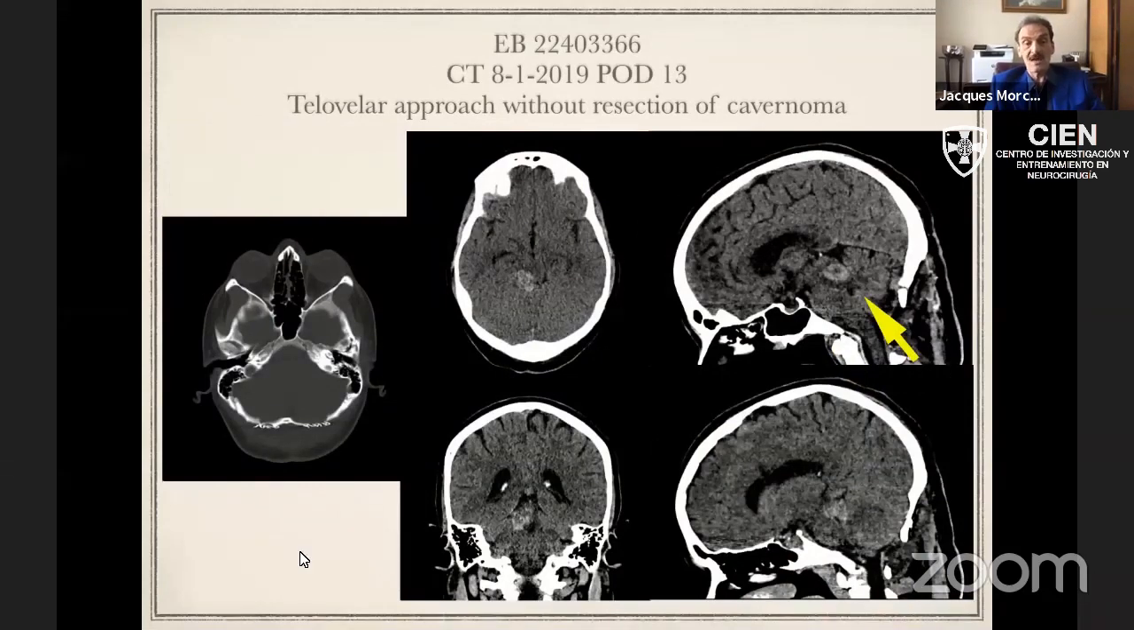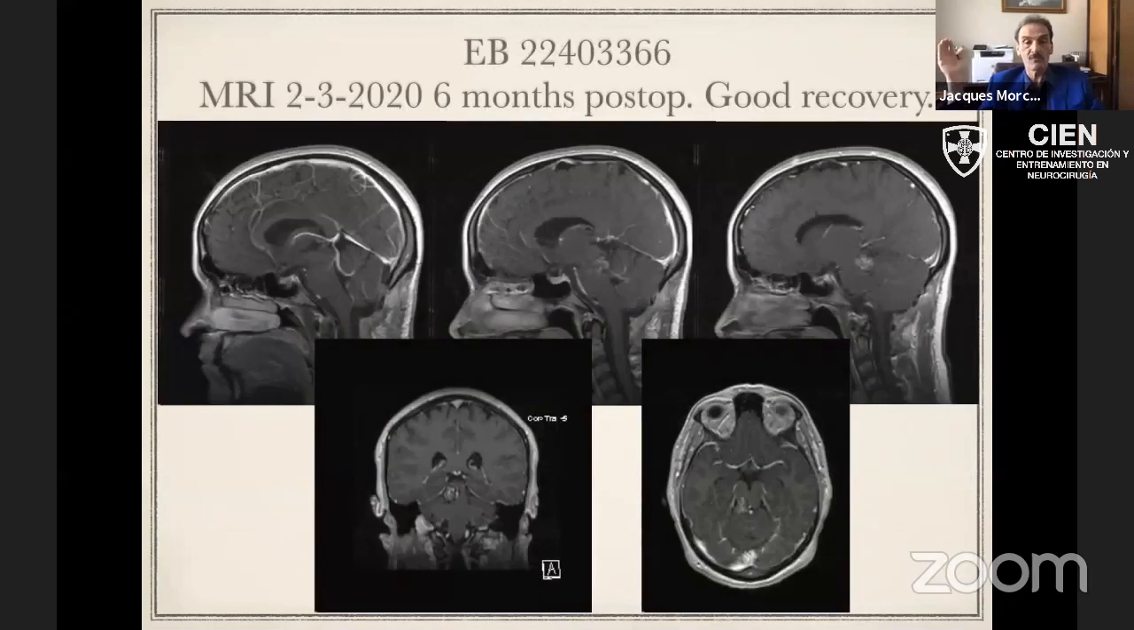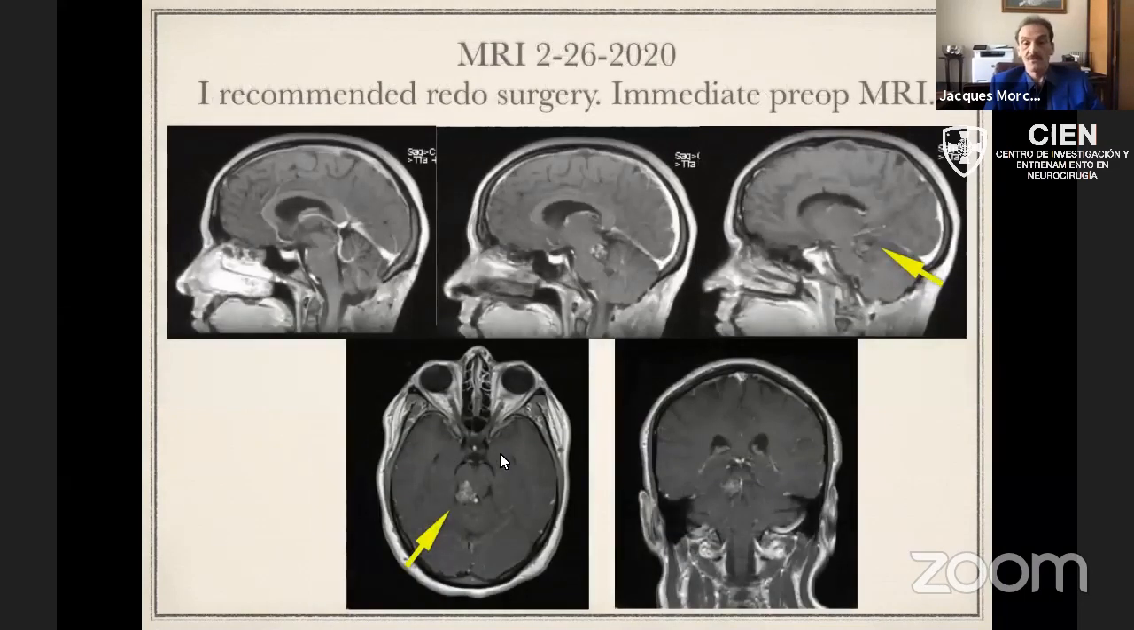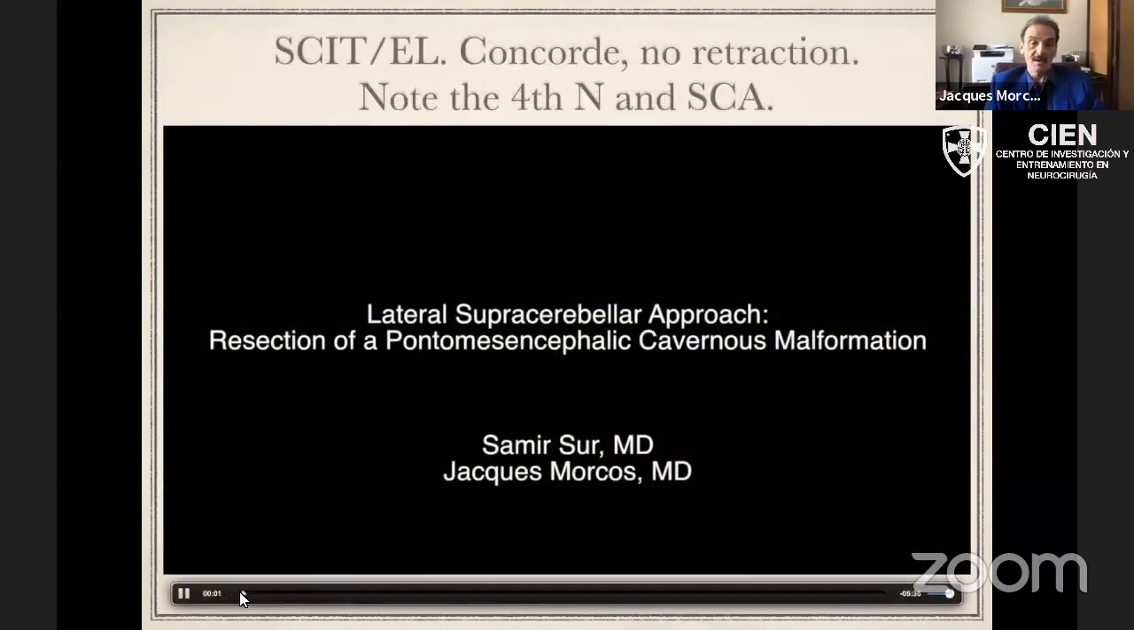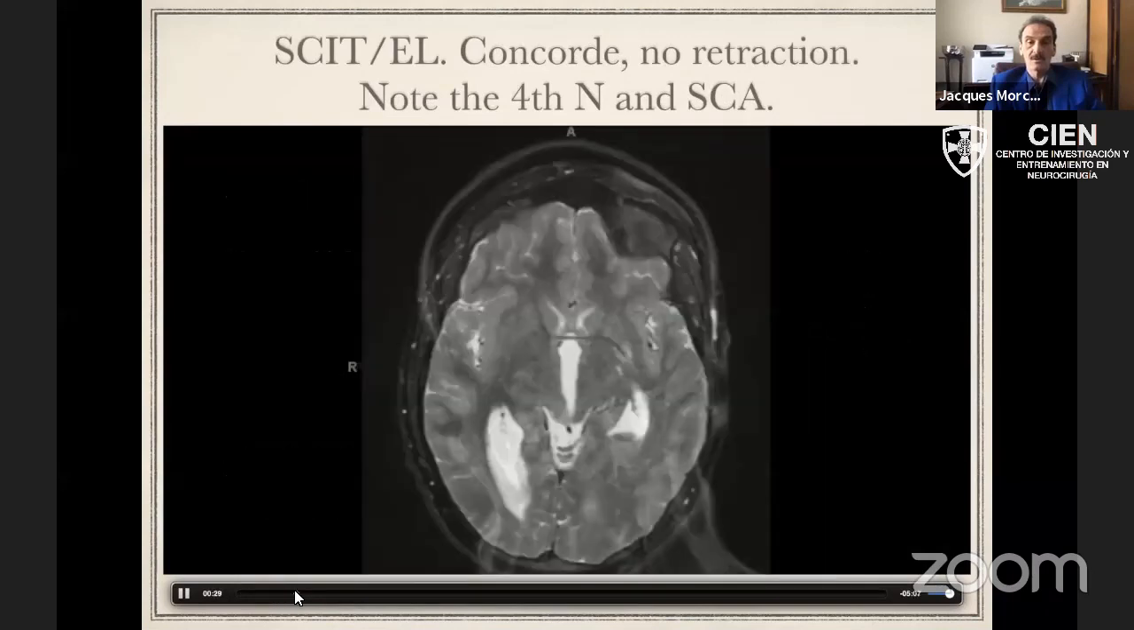She did have a very good recovery. Her fourth nerve palsy recovered, and this is how she now was referred to me with the residual cavernoma. So what approach do you do here? Very straightforward. You can see it. The coronal MRI tells you what to do. Supracerebellar, infratentorial approach. I'm going to skip quickly through this video.